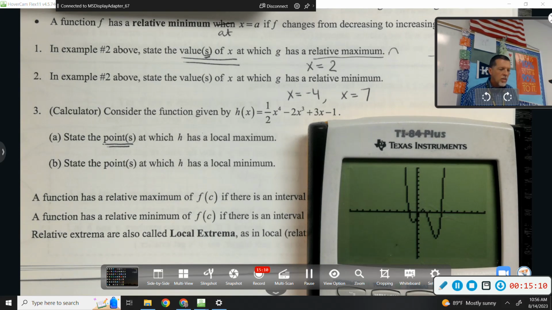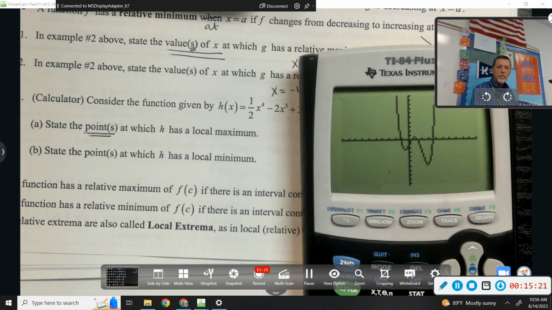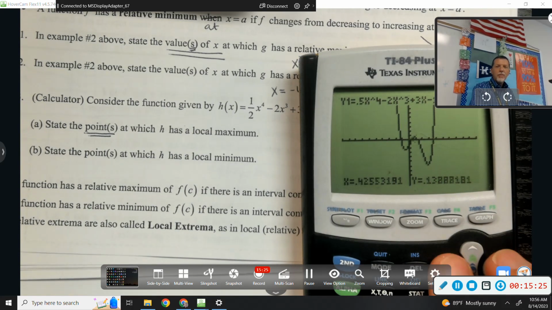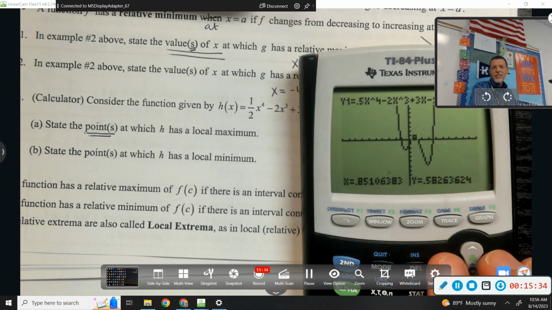All right, local maximum. Well, I can point to it, right? It's like, hey, it's that point right there. Now, do you know how to get that point, or how to get the calculator to tell you what that point is? I was hoping someone would say that, because it's not right. Don't use trace, okay? Trace gets you close. Like, maybe it's 0.851. Maximum. But I don't know.